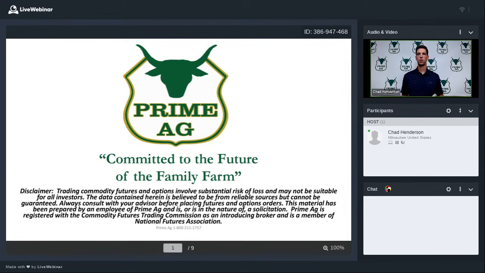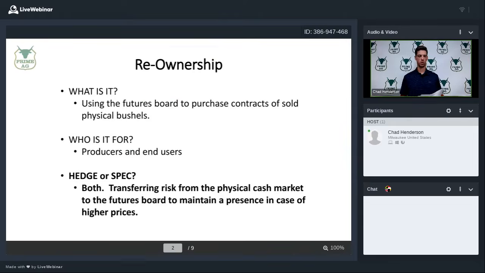But today, we are covering re-ownership, kind of part of additional coverage of our marketing 101 scenarios, if you will. So, re-ownership, what is it? Using the futures board to purchase contracts or replace contracts of sold physical bushels. It's for producers and end users. Today's examples will cover the producer side of things.